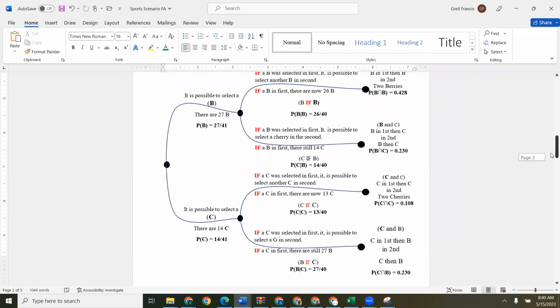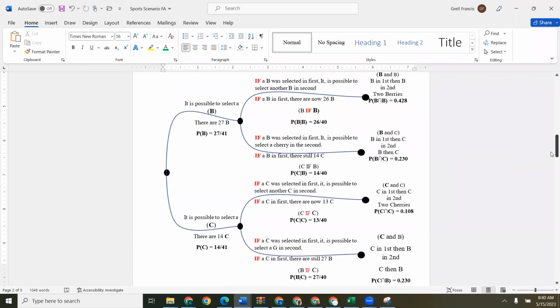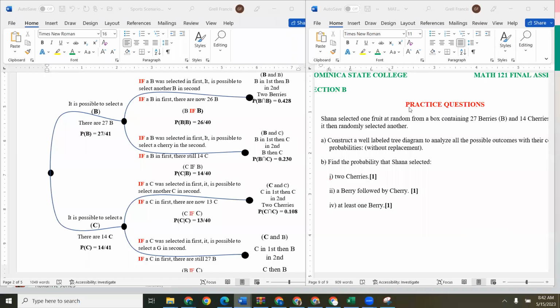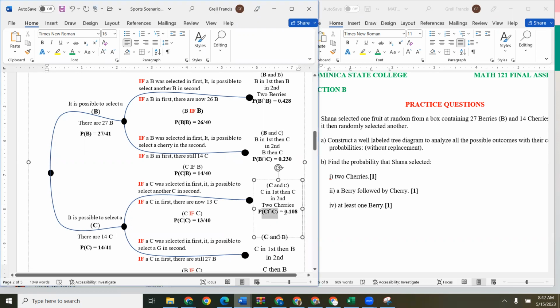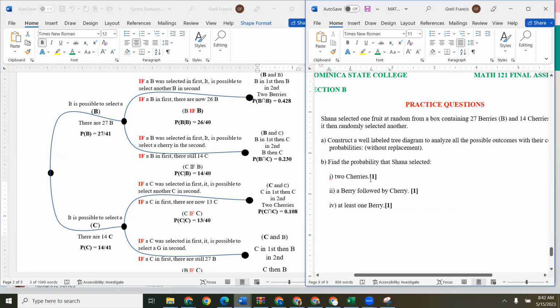Now we're going to answer some follow-up questions, and we are not required to go back into the tree. We must use the outcome values. So we have completed the tree diagram. What is the probability that she selects two cherries, a cherry followed by a cherry? And here it is. A cherry, then a cherry is 0.108. There's approximately a 10% or 11% chance of her selecting a cherry, then another cherry.